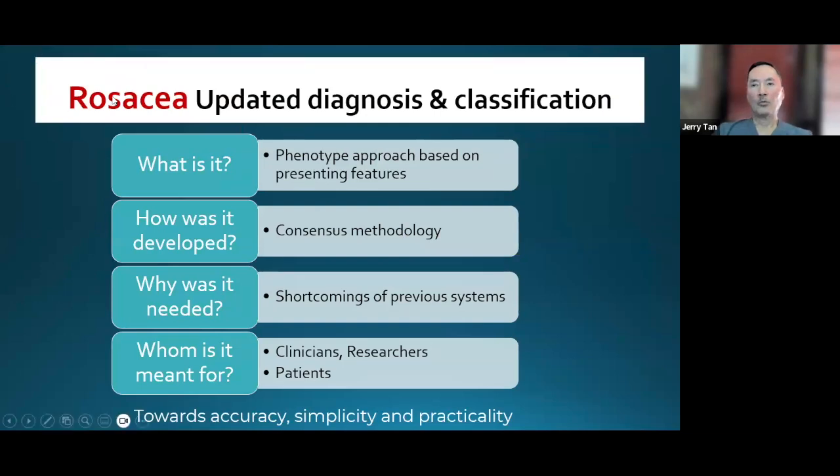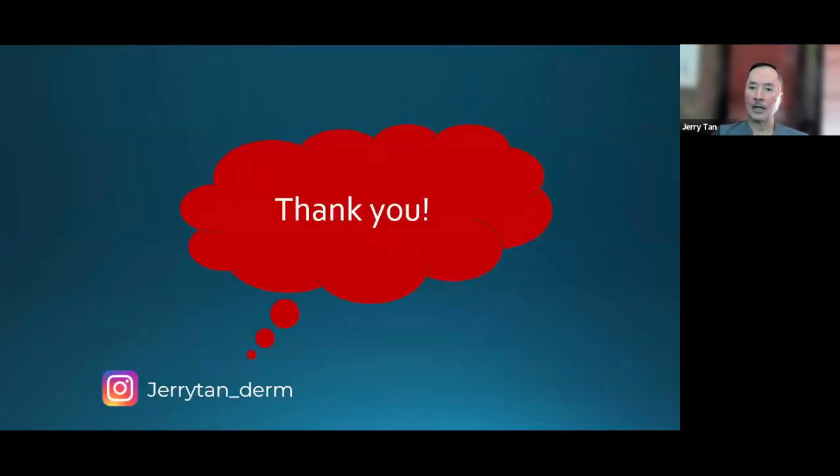So what we've done is updated the diagnosis and classification of rosacea using a phenotype approach based on presenting features. It was developed with consensus methodology, and it was needed because there were shortcomings of previous systems, both in diagnosis as well as in the subtype classification. Whom is it meant for? It's meant for us, clinicians and researchers, and it's especially meant for patients who have this condition. So the entirety of this update is towards accuracy, simplicity, and practicality. Thank you very much.